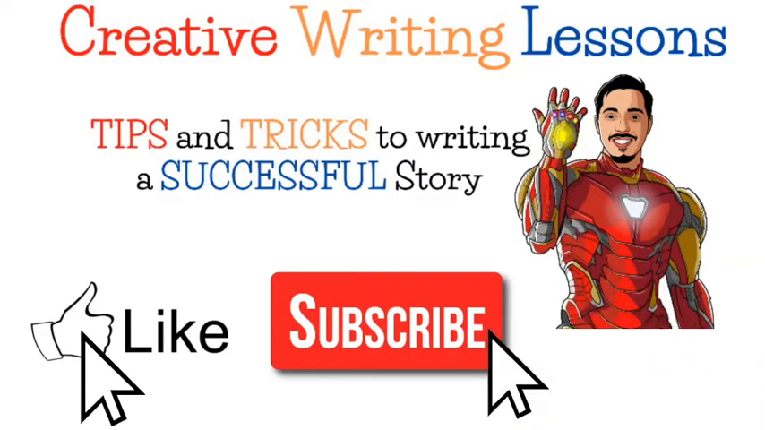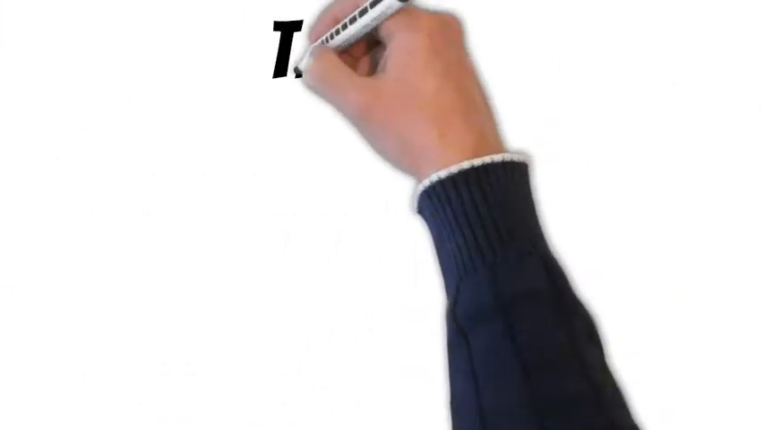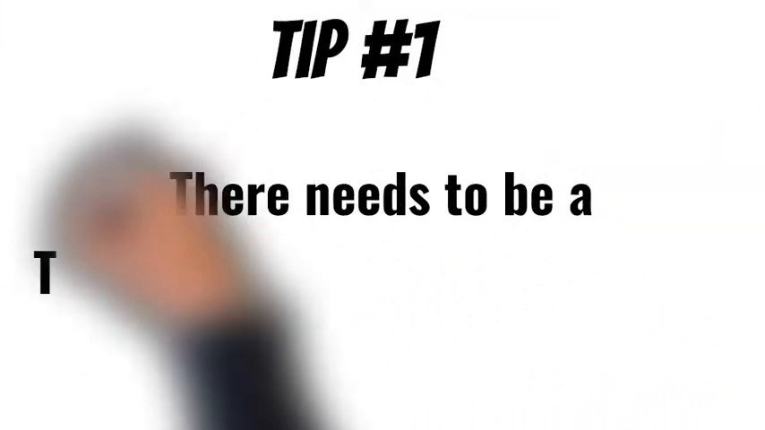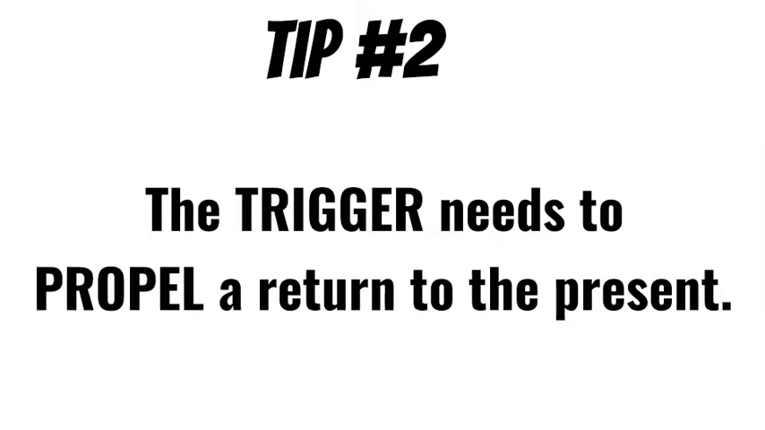Now let's jump into the 5 most important writing tips for flashbacks. So let's jump into the first tip. There needs to be a trigger to start the flashback. Second tip is the trigger needs to propel a return to the present story.